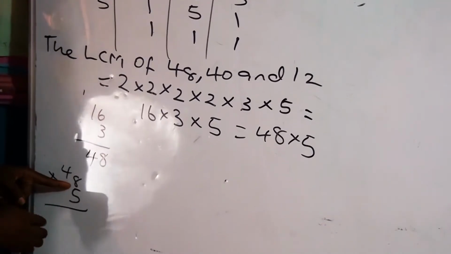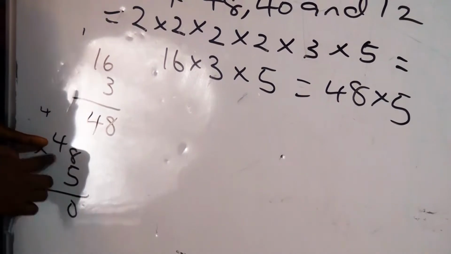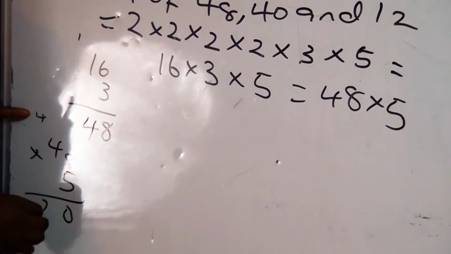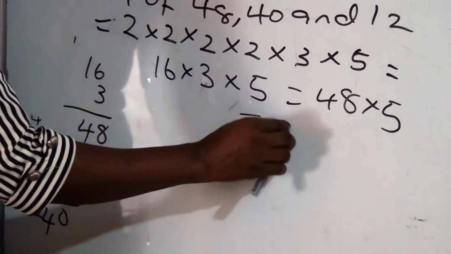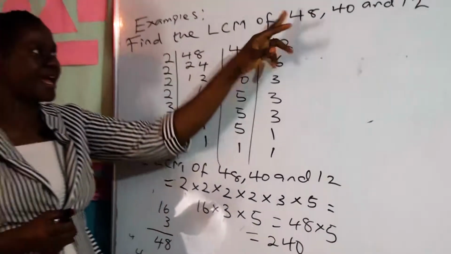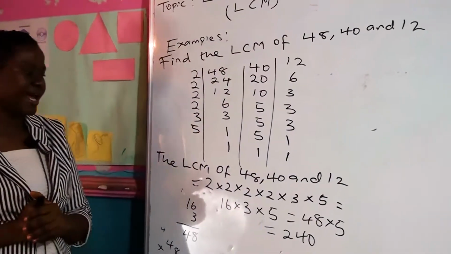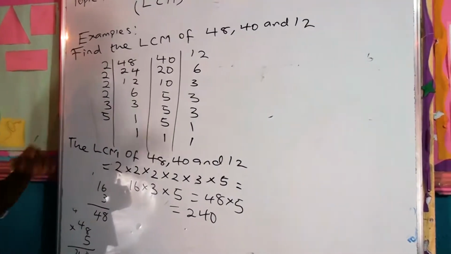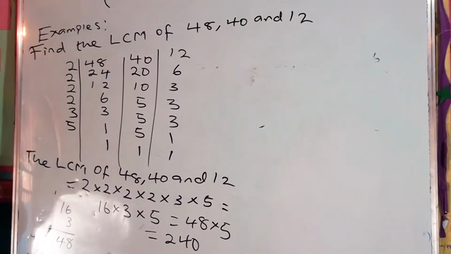5 times 8 is 40. Write 0 and lift 4. 5 times 4 is 20, plus 4 would give us 24. So we have 240. That means the LCM of 48, 40 and 12 will be 240.